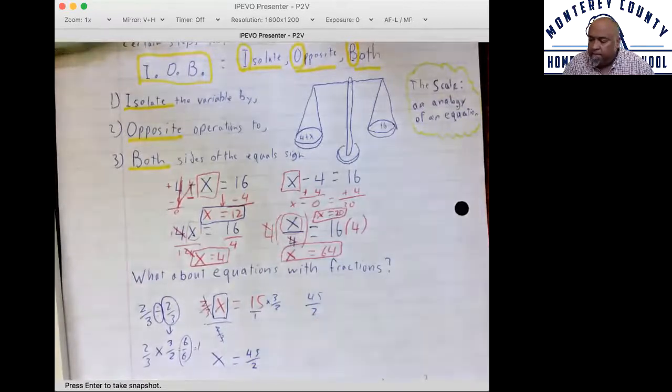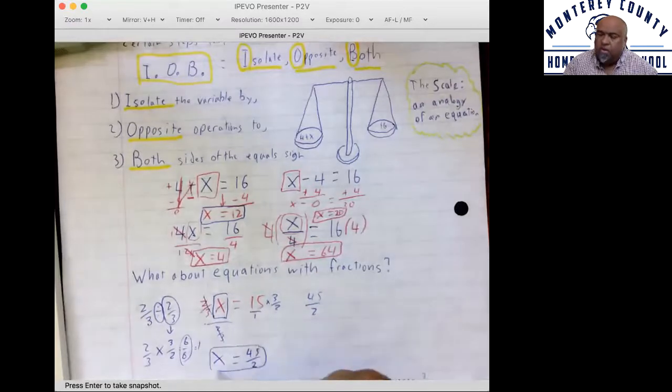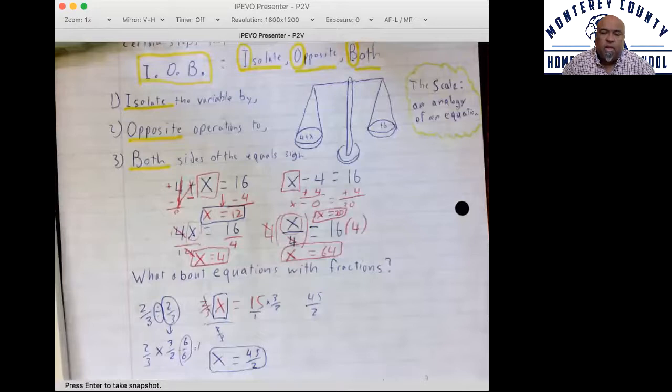Okay. Now I could simplify that more and do the 45 divided by 2, but I'm not going to. This is a sufficient answer. You're going to find too that algebra teachers are more concerned that you know how to do the algebra than that your answer is always in simplest form. Okay? So the point is, with equations with fractions, you still do the same steps.